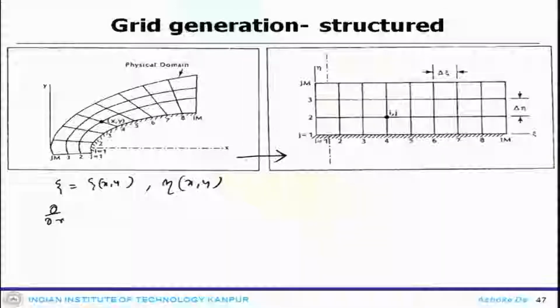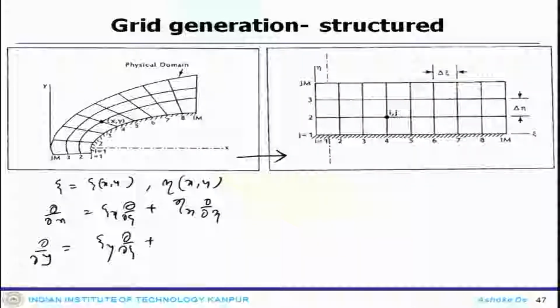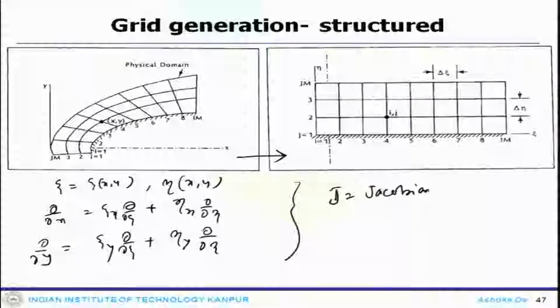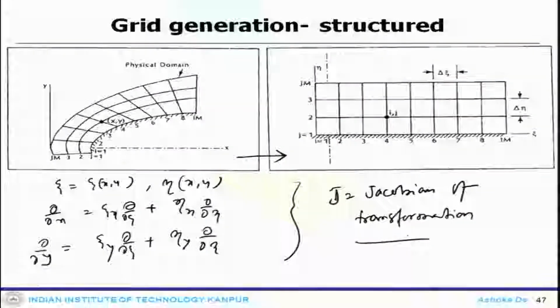So, your del x would be xi x del xi plus eta x del eta, and similarly del y would be xi y del xi plus eta y del eta. And once you transform them, you end up getting a Jacobian of transformation. So, this we have actually discussed when we were talking about grid generation and the transformation of the PDEs from there. So, this is how one can do it.